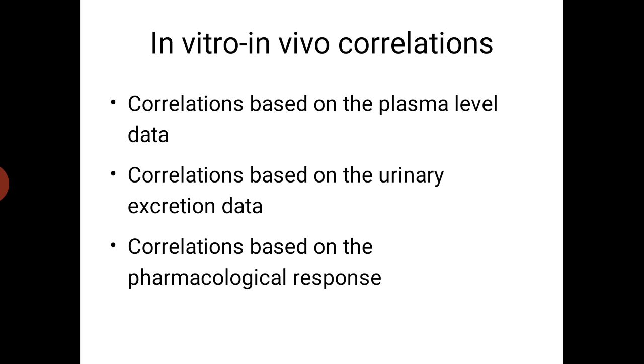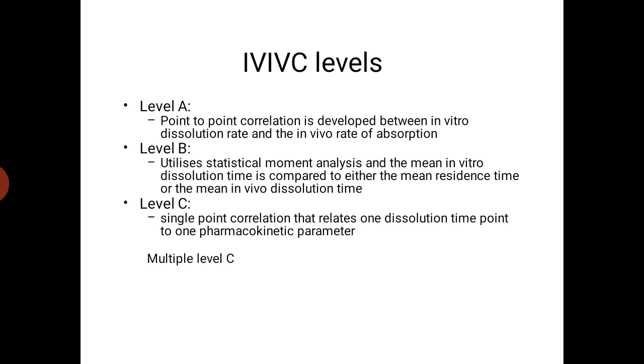Urinary parameters like XU, TUX or TU max. So those types of urinary excretion data parameters can be used. Moreover, the pharmacological response method also can be measured. So these three things can be used. The three data can be used to develop an in vitro in vivo correlation. I'll come back to this.